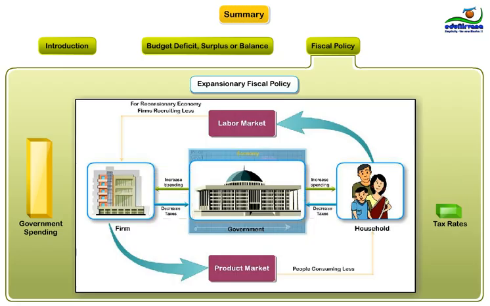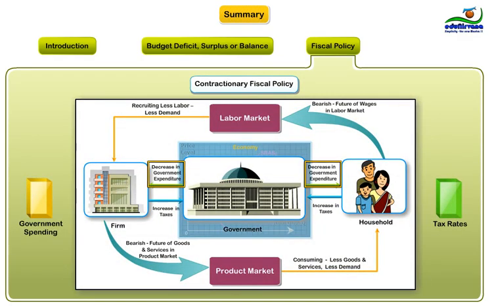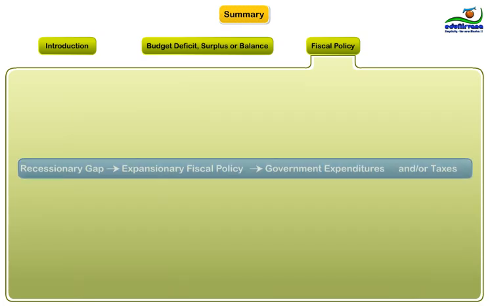Expansionary fiscal policy consists of increases in government expenditures and/or decreases in taxes to achieve macroeconomic goals focused towards moving the economy from recessionary gap to its natural equilibrium. Contractionary fiscal policy is implemented through decreases in government expenditures and/or increases in taxes to achieve goals focused towards moving the economy from inflationary gap to its natural equilibrium.